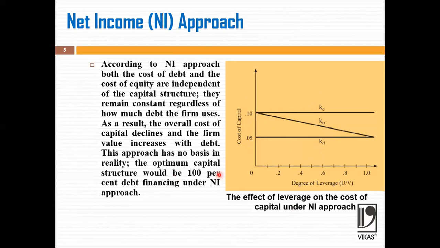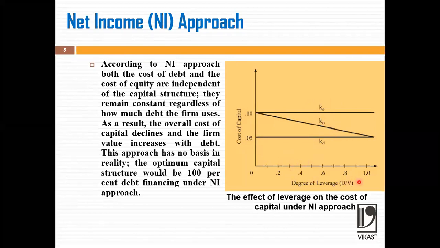Anyone? Here the term KD equals what? Isuru, you can switch on the mic and tell. Cost of debt. Good. Cost of debt. And KE is cost of equity. KE, cost of equity. KO, overall cost of capital.